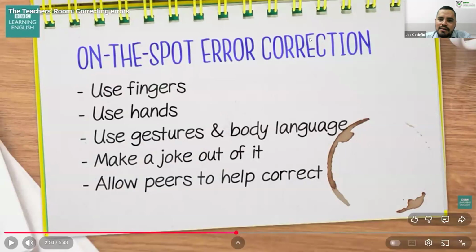So basically, these are the tips for you. Use your fingers, use your hands, use gestures and body language. Make a joke. Jokes are also important. Allow peers to help correct. Peers also help a lot.